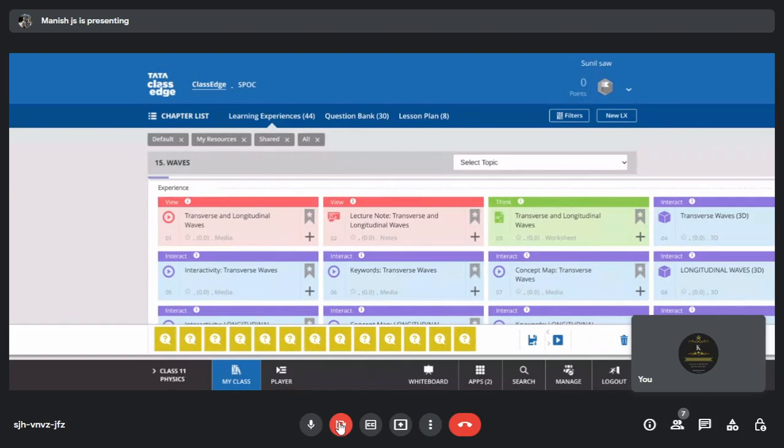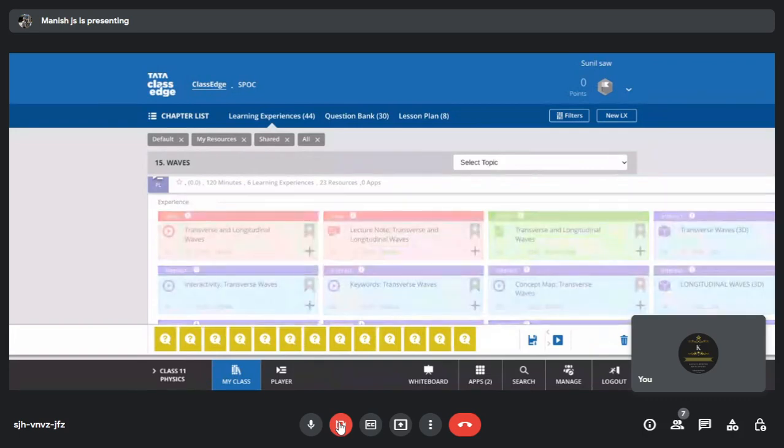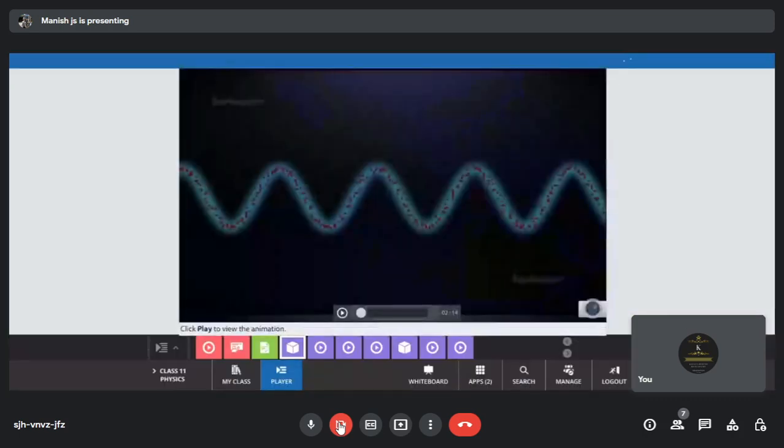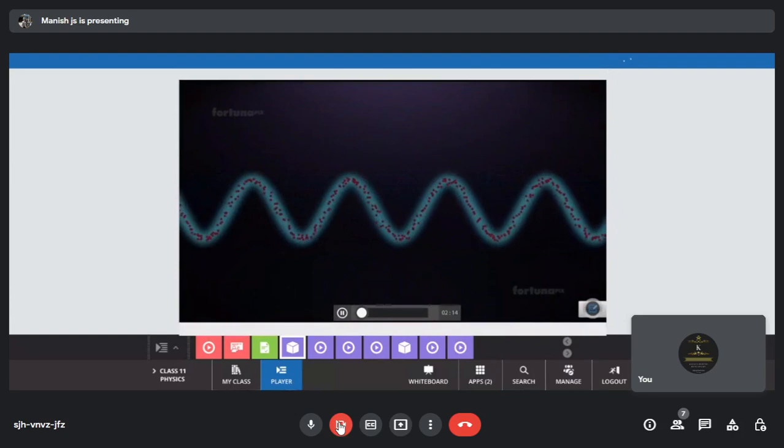So we will start off today's lecture. First we will look at the different types of waves, and then we will move ahead. So first we will look at the transverse waves. Okay? So let's look at the transverse wave. Transverse waves. Yes, is the audio audible?